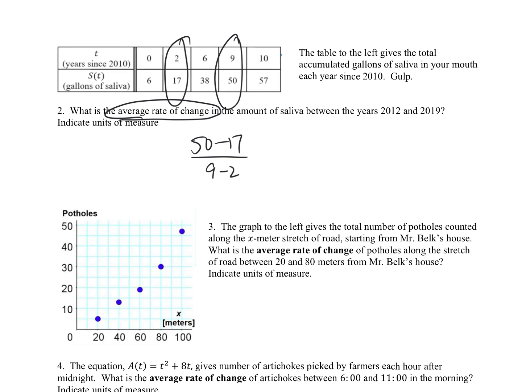Could we end it right there with the units? You just said 50 minus 17, which are gallons of saliva. So we're going to say gallons of saliva per, what was their change in x's? Yeah, I think we really should put that years since 2010. In case you're curious, that is 4.714 gallons per year. But if it's free response, could we end it right here?